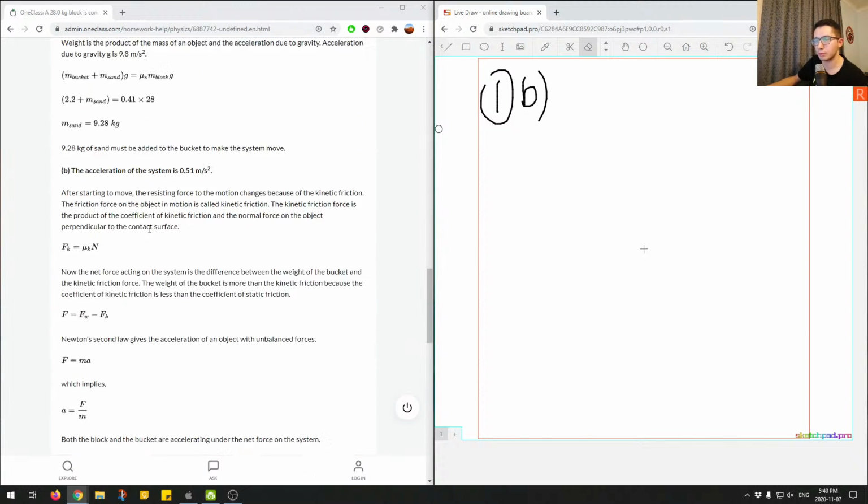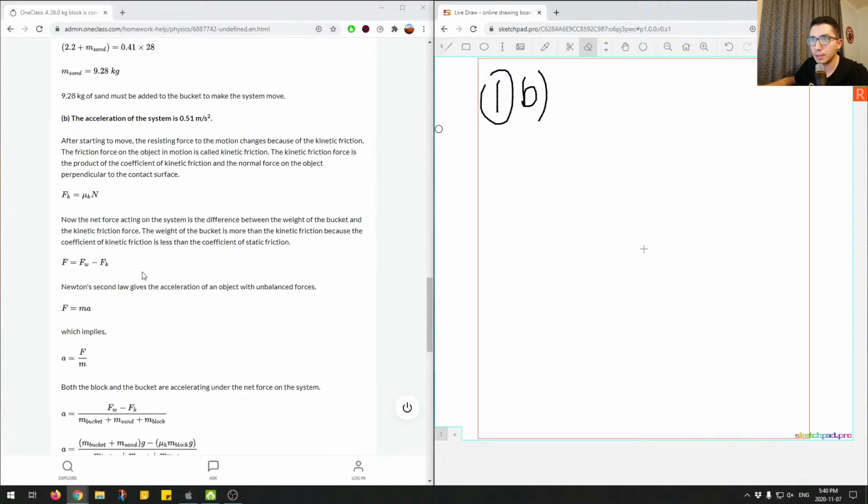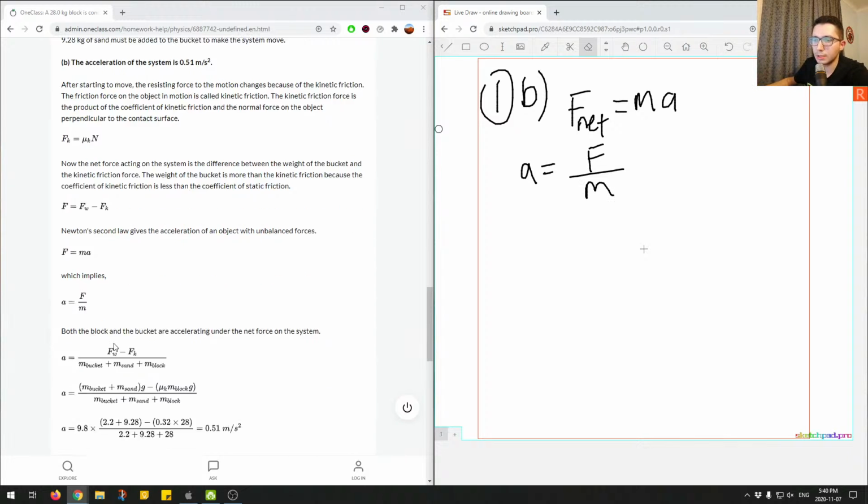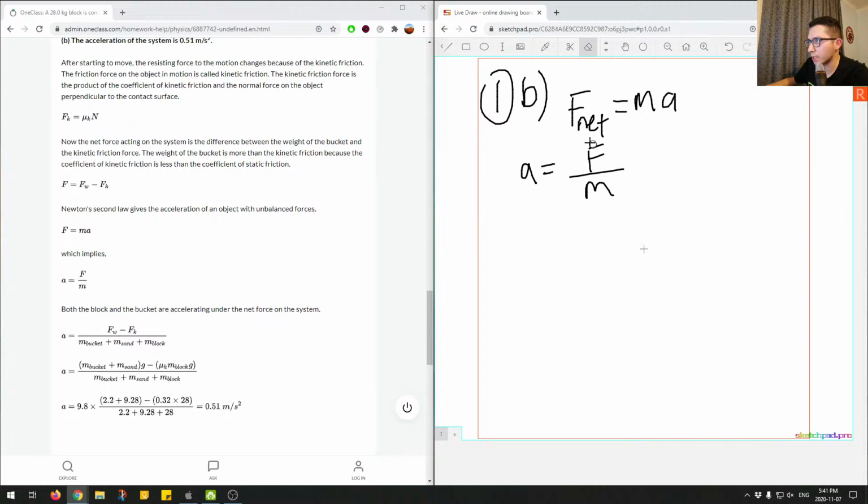So here we have to think about it with regards to the force of kinetic friction. The junior tutor presents the correct equation for the force of kinetic friction, and then they use the equation F net equals ma. So the net force acting on the system is mass times acceleration, total mass times the acceleration. So we can rearrange and say A is equal to F over M. And then we have to figure out what is F, what is M, and what acceleration that gives us. So F can be solved here with this equation.